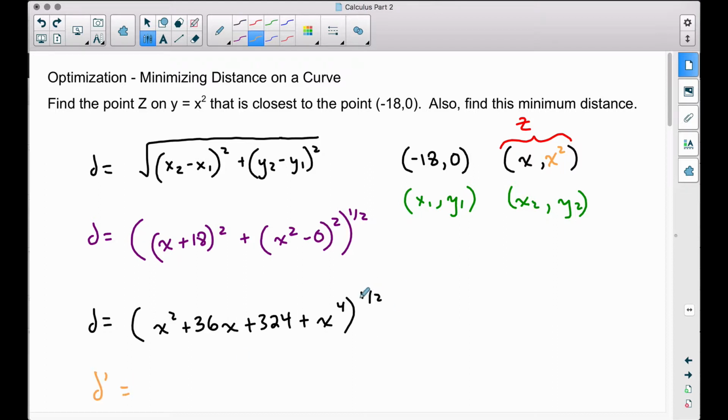Therefore, d prime is equal to, let's pull the 1/2 down, applying the chain rule to this piece. So 1/2 gets pulled down, we leave the inside alone. Now don't forget to subtract 1 from your exponent, so that's the negative 1/2 power. Now we have to come back and multiply by the derivative of this inside stuff. Again, we're applying the chain rule here. So the derivative of the inside is 2x plus 36 plus 4x cubed. And the reason why is because the derivative of 324 is 0. So really I'm just taking the derivative of these 3 pieces and writing it down there.